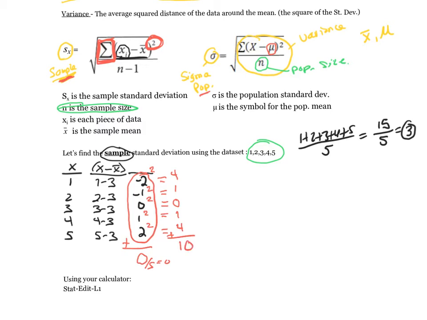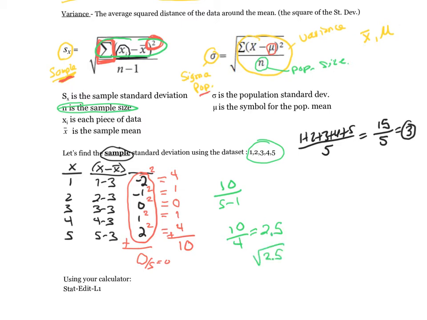So the top of this fraction is the 10. And then I'm going to divide by n minus 1, and the n is the sample size. And since there were 5 numbers in my sample, I'm going to divide by 5 minus 1, which is 4. So it'll be 10 divided by 4. And that is 2.5. So that 2.5 is what would be under the square root sign.